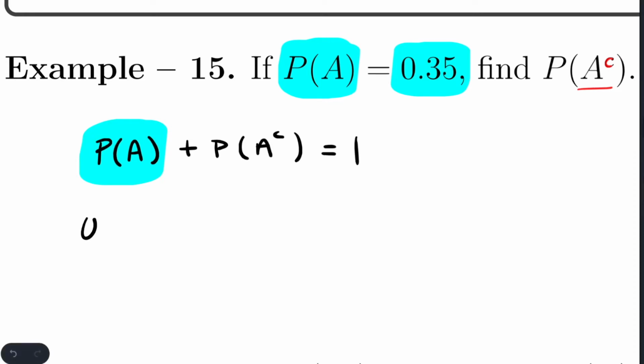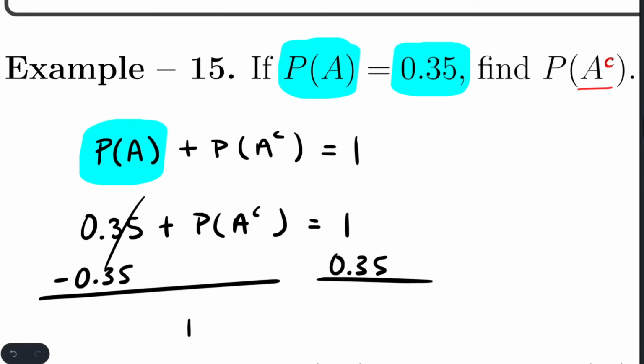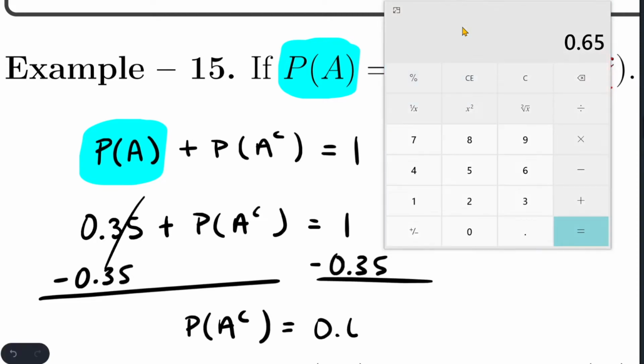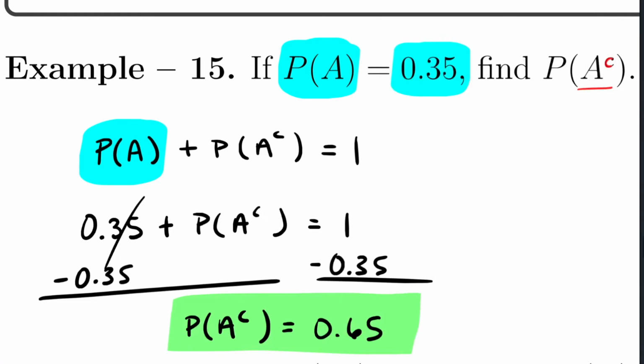Well, let's substitute in the values. 0.35 plus the probability that it doesn't occur altogether adds to be 1. Here you might be able to just see what it is with mental math, if not do some algebra. You want to get the probability of A complement by itself. It's currently being added by 0.35, so you subtract 0.35 from both sides. What's done to one side in algebra must be done to the other to keep them truly equal. It cancels on the left side. We get the probability of A complement is equal to 1 minus 0.35, which is 0.65. So the probability that it does not occur is 0.65. And that's the probability of A complement.